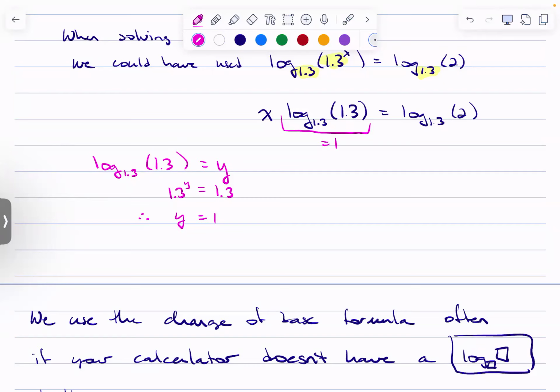So sometimes it's easier to just use the same base as you have in the exponent, and then it'll just dissolve to 1. And so then you have X, oops, I'll use blue again. X times 1 is the log base 1.3 of 2. And then if you don't have a log base anything button, then you would use the change of base formula: log base something that you do have of 2 divided by the log base the same thing of 1.3.